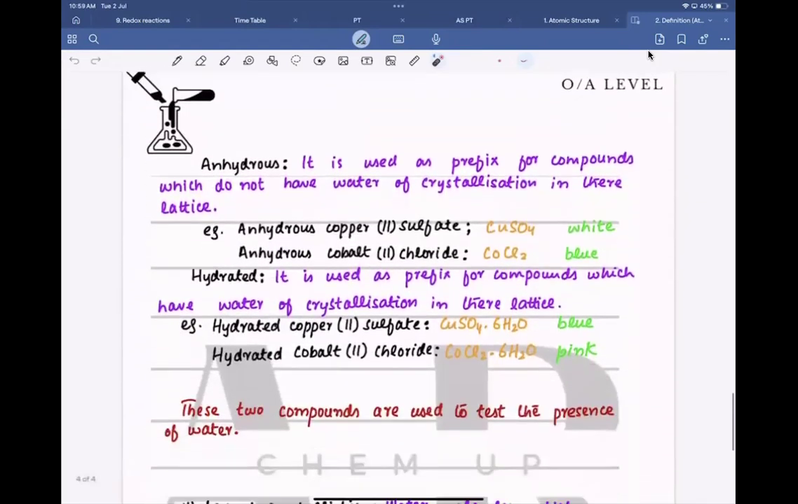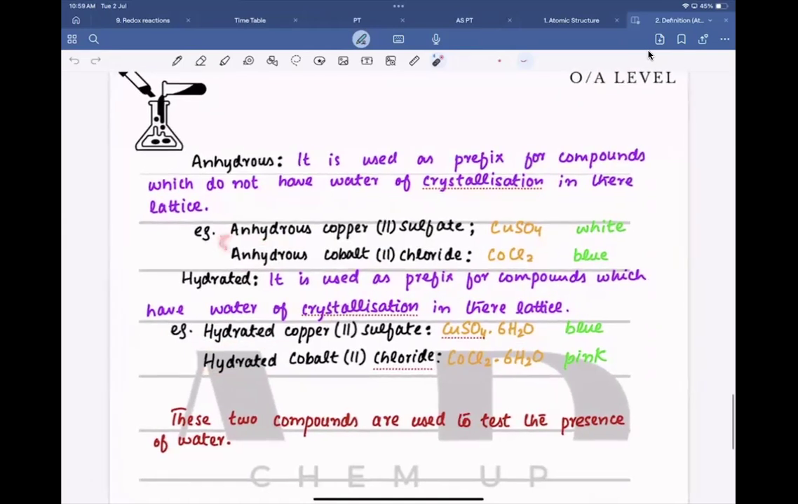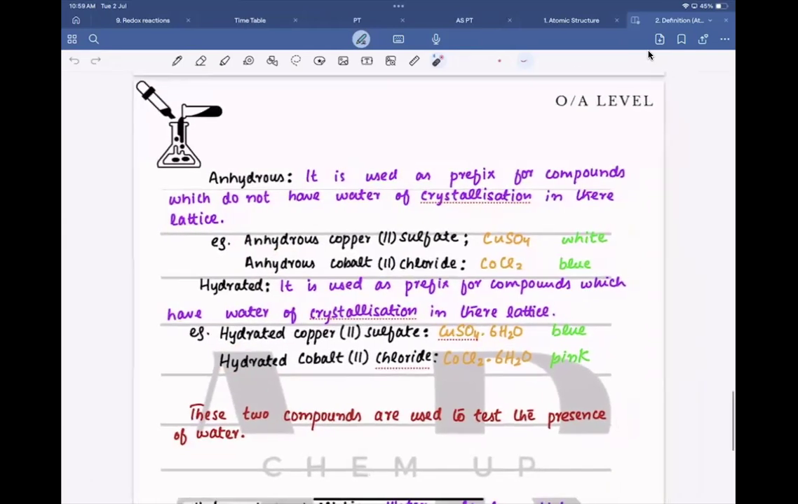Now we have a few more terms. Anhydrous. Sometimes you have seen that anhydrous is written before compounds, right? It is used when there is no water of crystallization present in the compound. Like if I'm writing just CuSO4, then it is anhydrous. But for compounds where there is water present in their crystals, the prefix would be hydrated. So you must know the difference between anhydrous and hydrated. Is this clear?